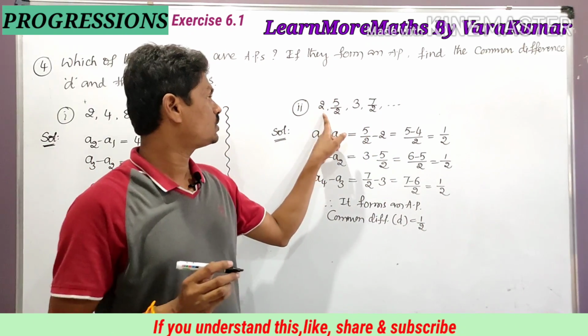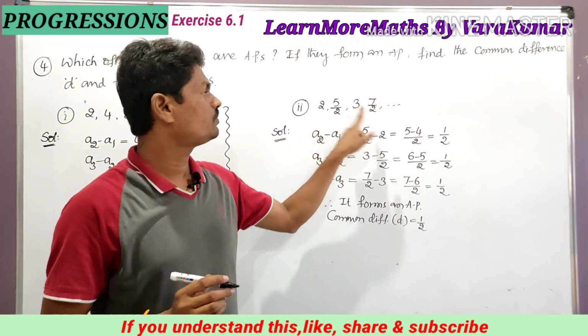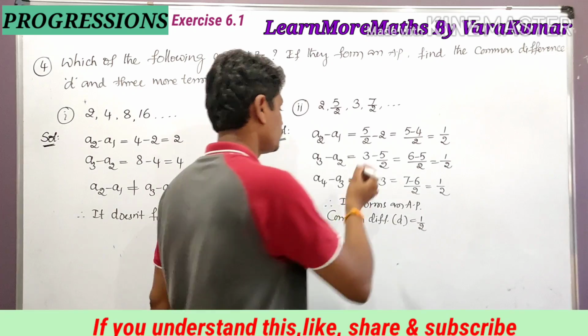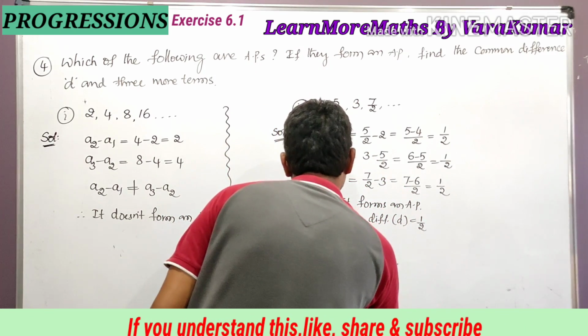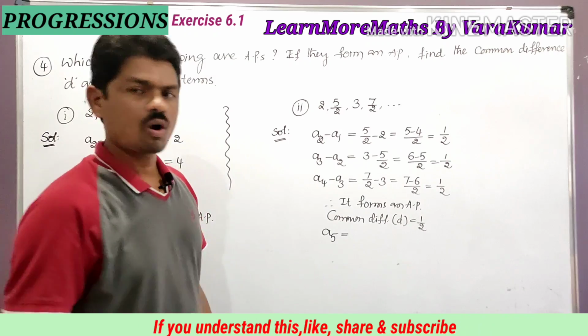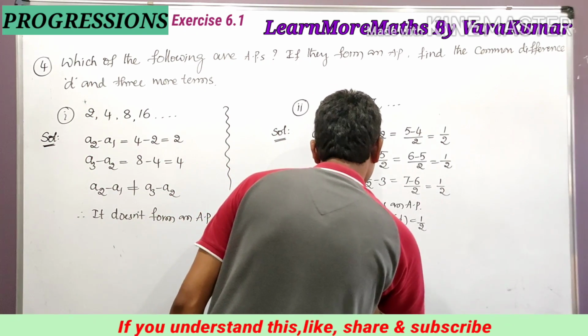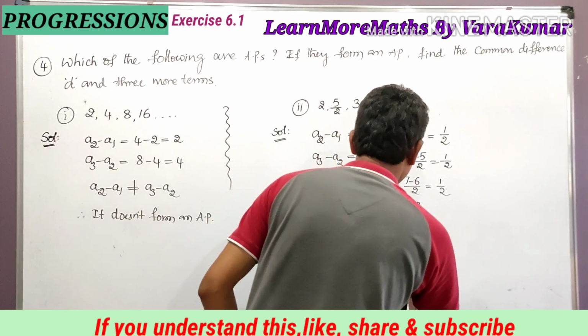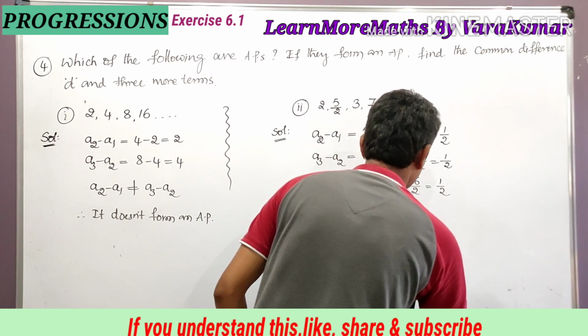Then he is asking to find the 3 more terms. So how many terms are there, student, here? 1, 2, 3, 4. So that is A1, A2, A3, A4. So 3 more terms. We have to find A5, A6 and A7. So how can we find A5, student? A4 plus D. So we have A4 is 7 by 2 plus D is 1 by 2.